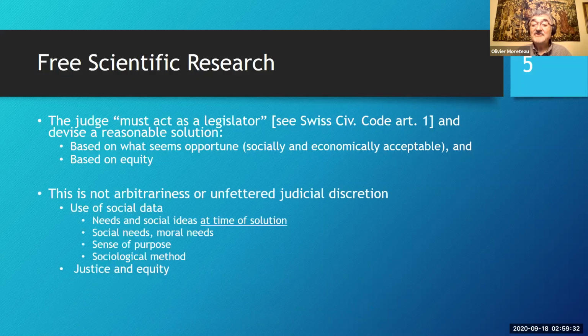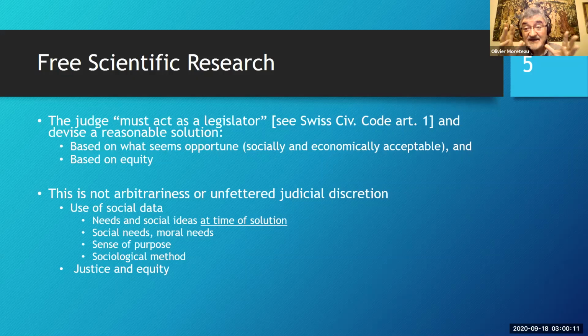Geny insisted that in doing so, there should be no arbitrariness, okay? Don't forget that the French have been very wary about arbitrary decisions of their judges in the past, in the time that preceded the French Revolution. He's not advocating for unfettered, unlimited judicial discretion. All this should be done reasonably, objectively, and the judge should use social data, okay?